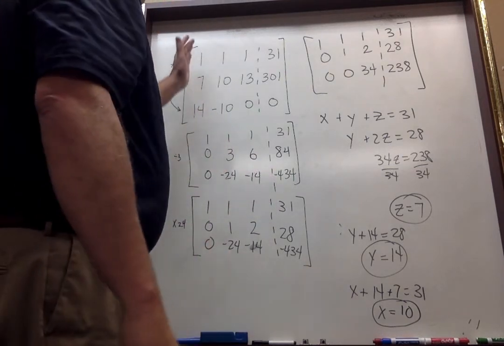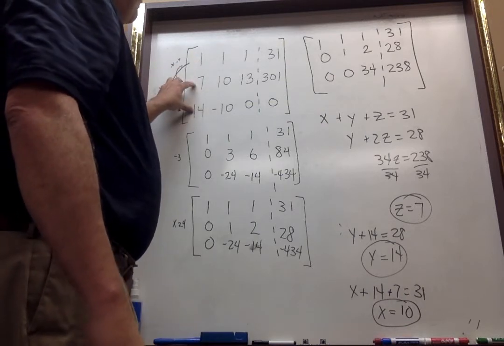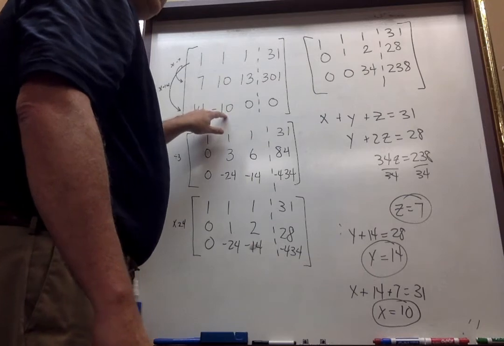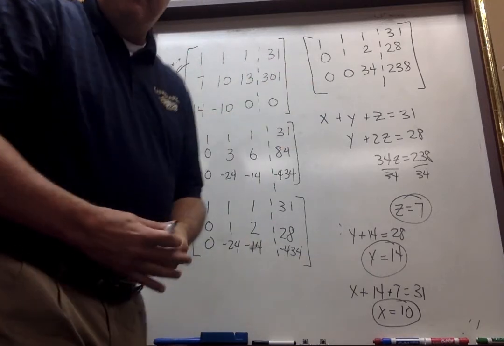So the strategy, work on the first column, get a 1 here, 2 zeros, then a 1 here, and a 0 there, and you're off to the races. So hopefully that makes sense.